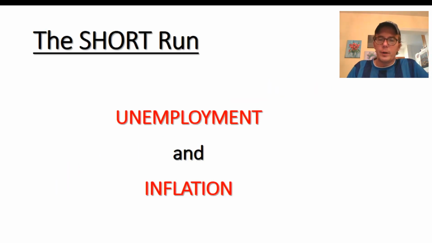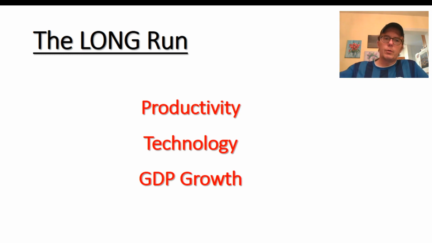In the short run, what are we looking at? We're trying to understand unemployment and inflation, recessions and booms. We have different policies to get rid of those, right? In the longer run equilibrium, now we're looking at more productivity and technology and GDP growth and efficiency. Here, these are different types of more supply side and capacity models or resource endowment type models.